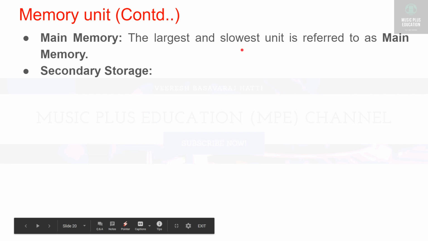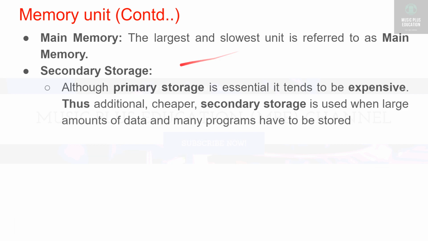Secondary storage: although primary storage is essential, it tends to be expensive. Primary storage, or random access memory, is very expensive, right? That is the reason we go for secondary storage. It is used when large amounts of data and many programs have to be stored, for example videos and images, like 1 GB or 2 GB videos. We cannot store them in RAM. That is the reason we make use of secondary storage. Why can't we store it in primary storage permanently? Because it is very expensive.